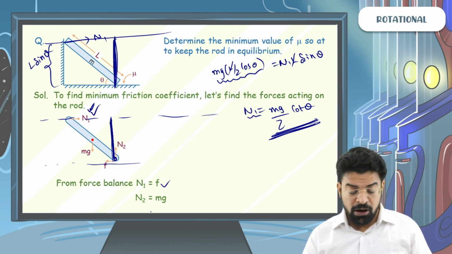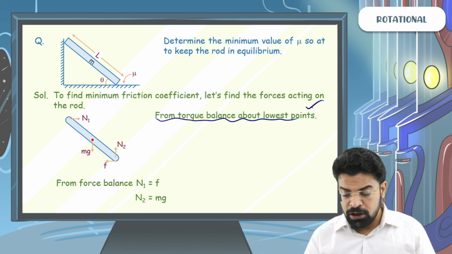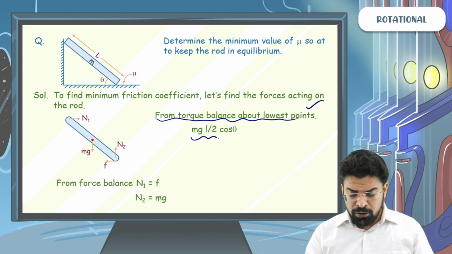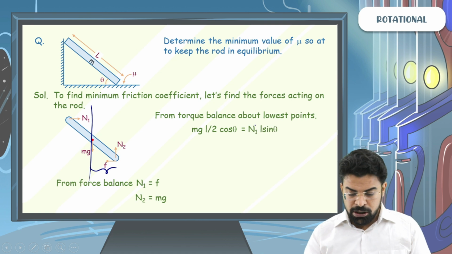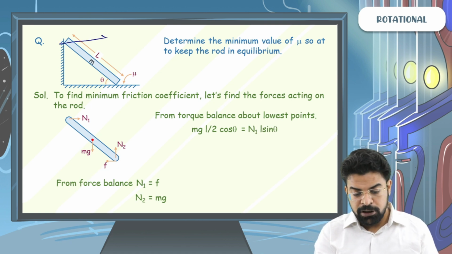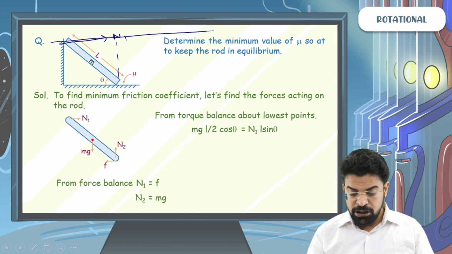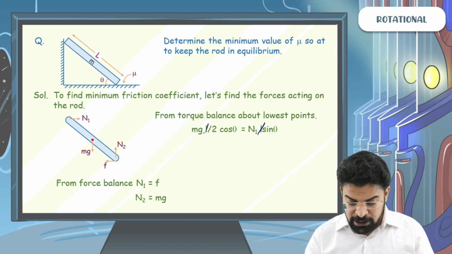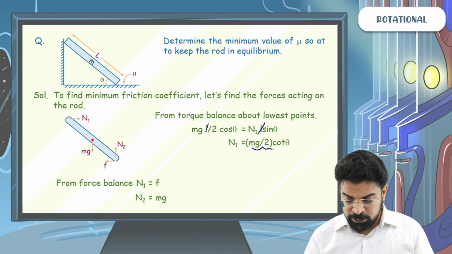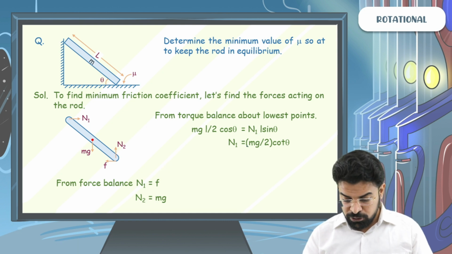And once you know that N1 equals mg by 2 cot theta, you can find out the friction coefficient. How? Because N1 is equal to F. Let's see. From the torque balance about the lowest point, the torque of the force of gravity, mg into L by 2 cos theta, equals N1 times the perpendicular distance L sin theta. Cancelling out L on both sides, you get N1 equals mg by 2 cot theta. And you know that N1 is the same as the friction force. So the friction force has to be equal to mg by 2 cot theta.